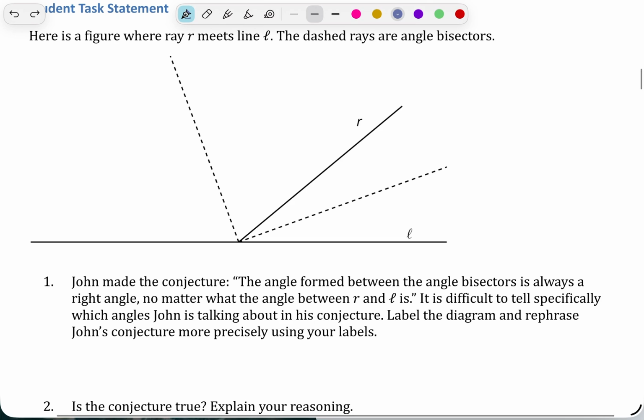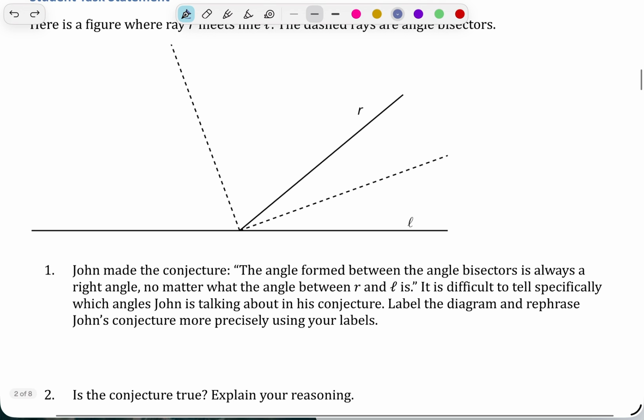The angle formed between the angle bisectors is always a right angle, no matter what the angle between R and L is. It is difficult to tell specifically which angles John is talking about in his conjecture. Label the diagram and rephrase John's conjecture more precisely using your labels. So let's check it out.